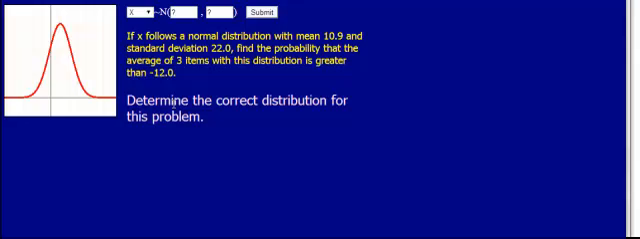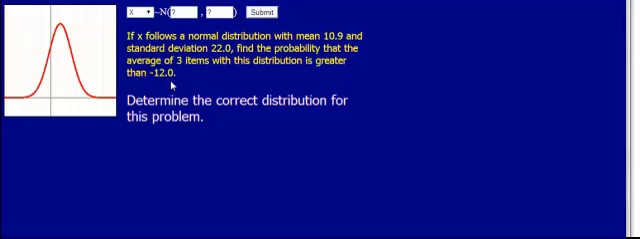This is a video on using an applet that has exercises for understanding and practicing the normal distribution and the central limit theorem. So the question states, if x follows a normal distribution with mean 10.9 and standard deviation 22.0, find the probability that the average of 3 items with this distribution is greater than negative 12.0.